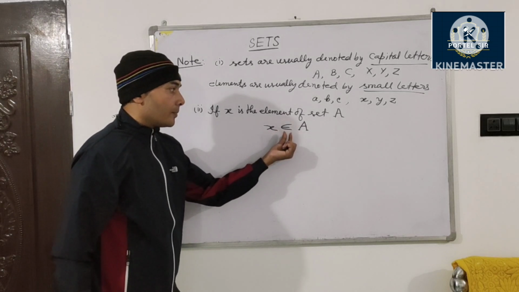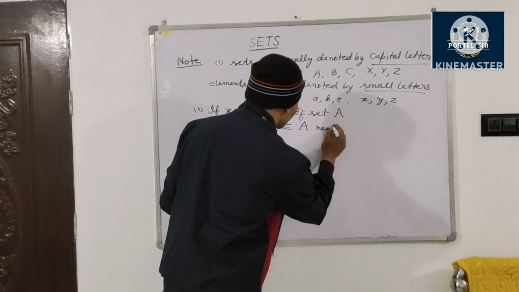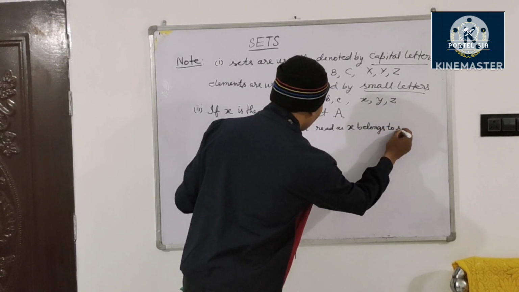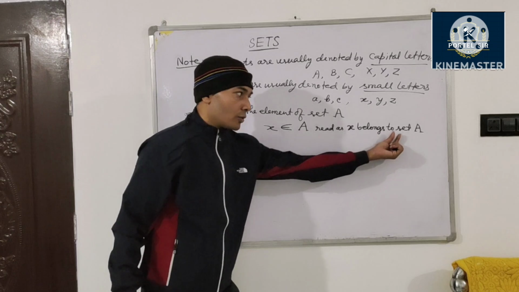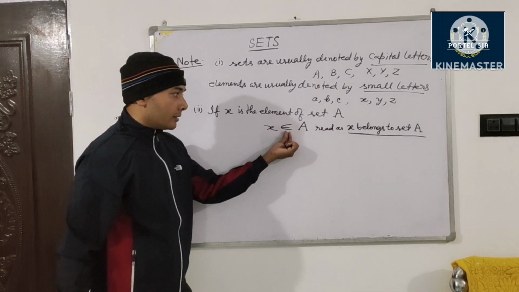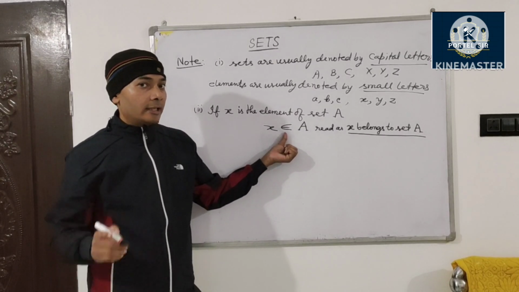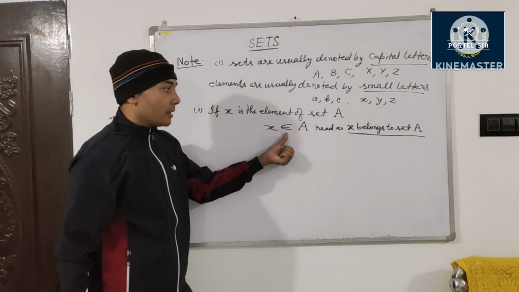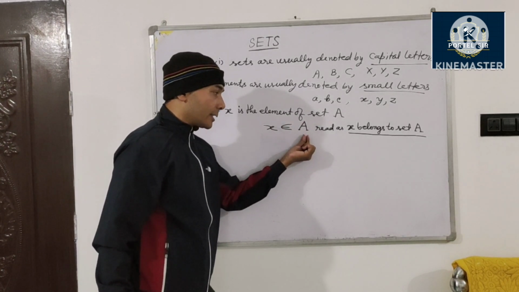So we can write x belongs to set A. It is read as x belongs to set A. This sign, can you see this sign? This is not E, remember. This is epsilon, the Greek letter epsilon. This is a Greek letter, not an English alphabet, remember. Epsilon means belongs to. x belongs to set A.